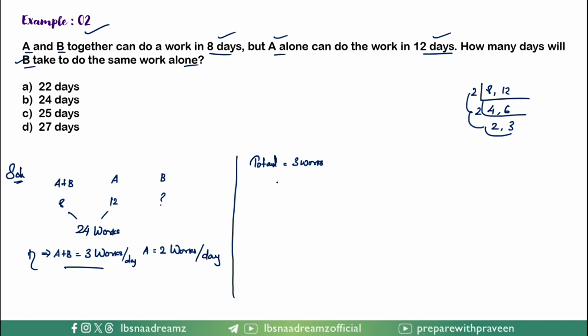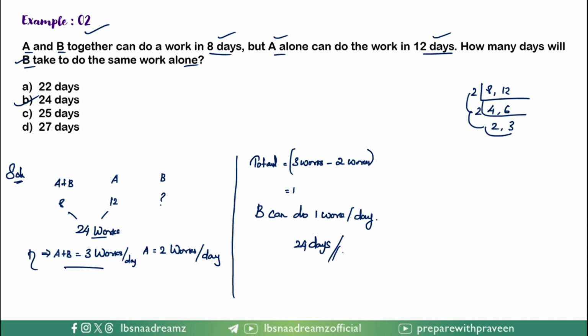In that, A will do 2 works. So the remaining 1 will be done by B. B can do 1 work per day. To complete the 24 works, B will take 24 days. So option B is the right answer.